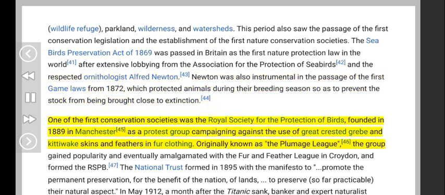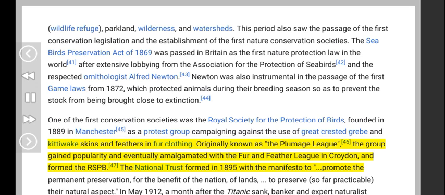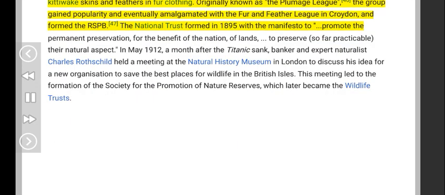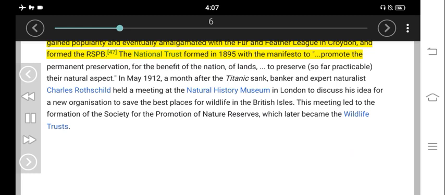One of the first conservation societies was the Royal Society for the Protection of Birds, founded in 1889 in Manchester as a protest group campaigning against the use of great crested grebe and kittiwake skins and feathers in fur clothing. Originally known as the Plumage League, the group gained popularity and eventually amalgamated with the Fur and Feather League in Croydon, and formed the RSPB.